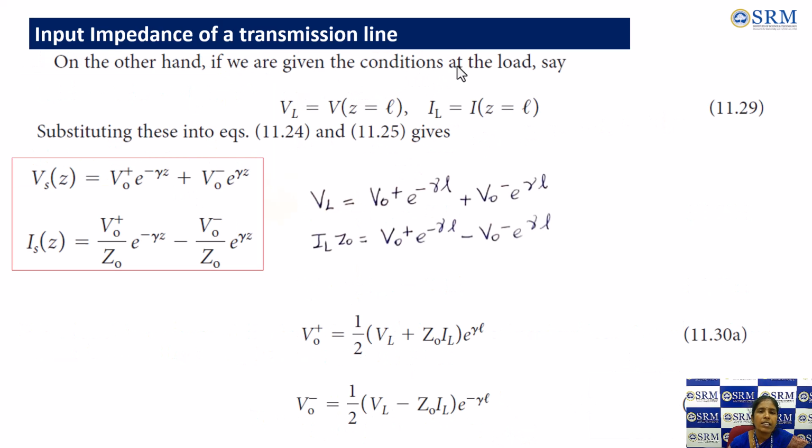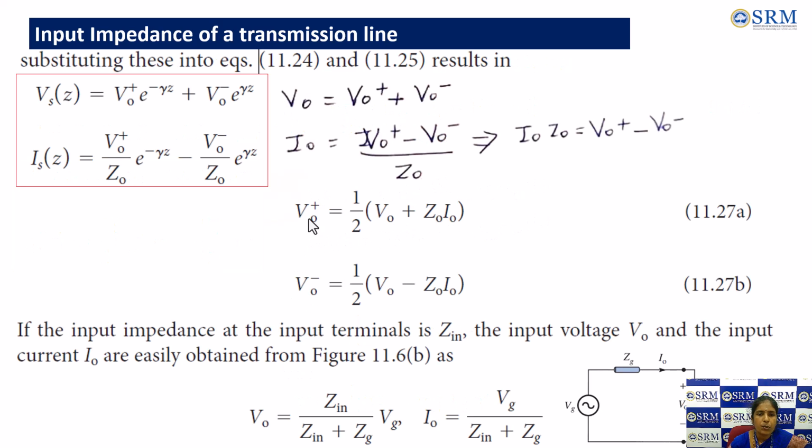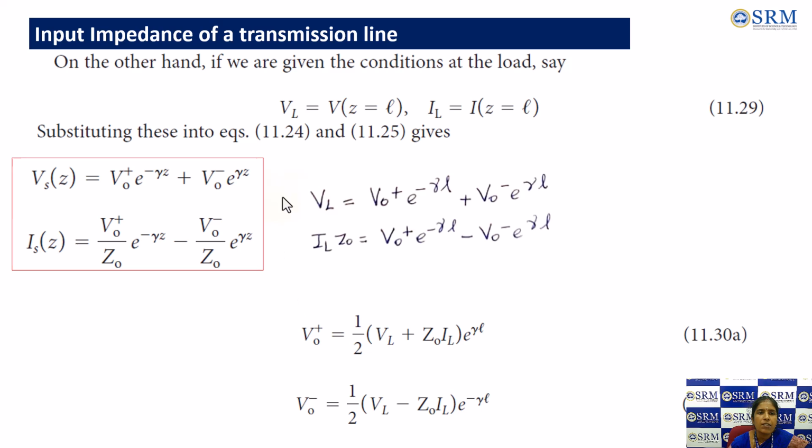Similarly, we have to apply the condition at the load. We have applied the condition at the source and found the expressions for the incident voltage and reflected voltage. Similarly, we have to apply the conditions at the load, where Z equal to L. For that, the expression VL is V0 plus e power minus gamma L, where L replaces Z, plus V0 minus e power plus gamma L. Similarly, for the current expression IL, Z0 is common, so taking it to the left hand side, Z0 IL is V0 plus e power minus gamma L minus V0 minus e power plus gamma L.